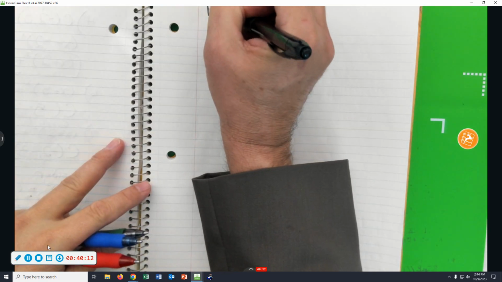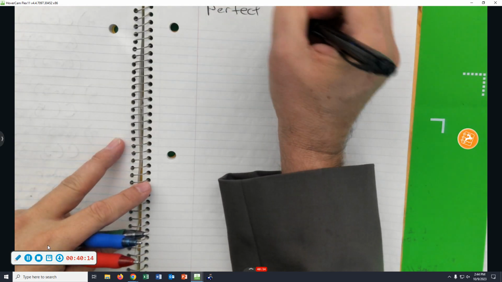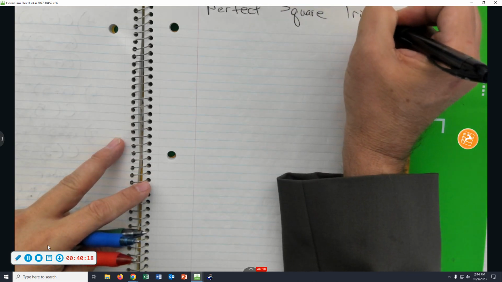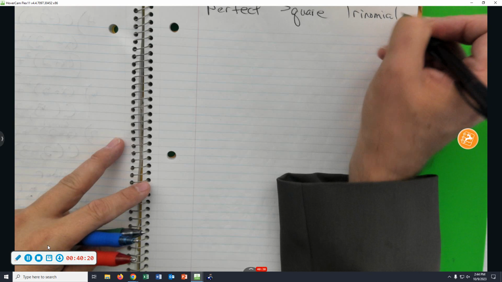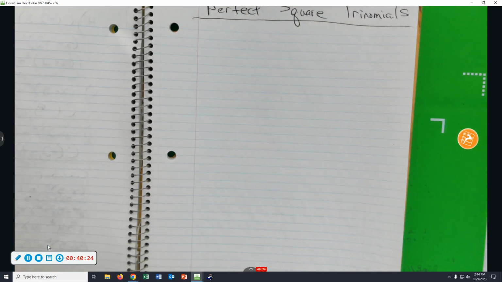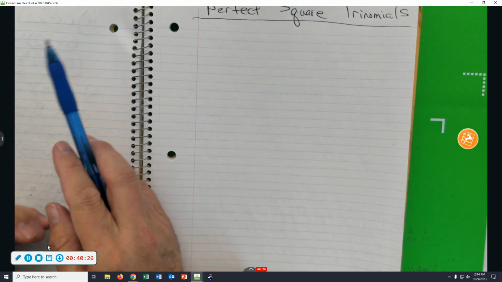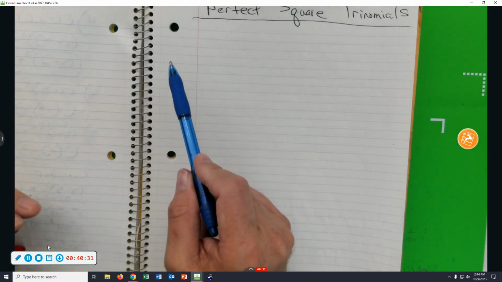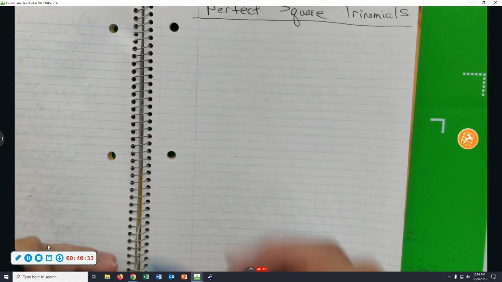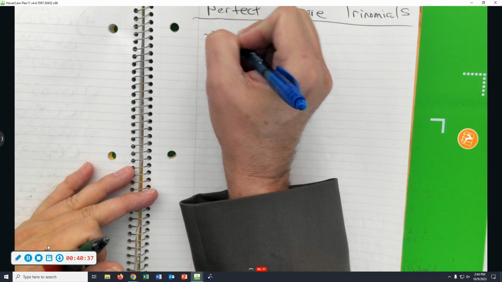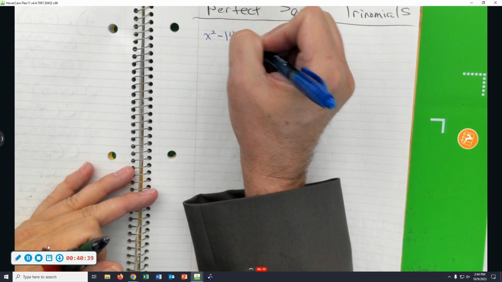Perfect square trinomial. Yeah, I know what we'll do. I'm going to write up some perfect square trinomials. We're going to go backwards. I'll give the perfect square trinomial, and we'll figure out how to factor it. Here's one. X squared minus 14x plus 49.